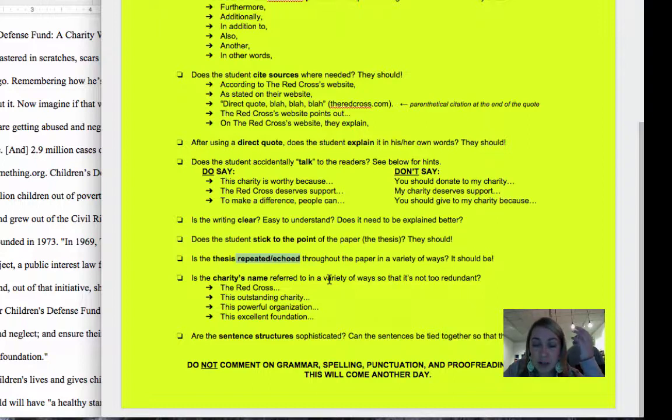Is the charity's name referred to in a variety of ways so that it's not too redundant? If you constantly say the Red Cross this, the Red Cross that, the Red Cross this, say it in a different way. This outstanding charity is blah, blah, blah. This powerful organization's finances are. This excellent foundation is.